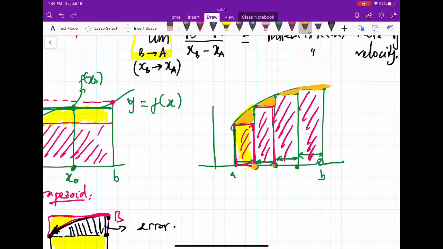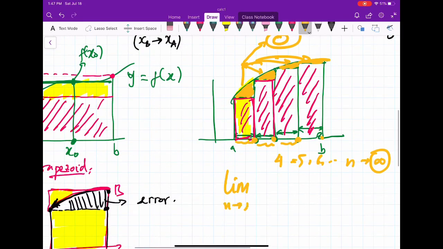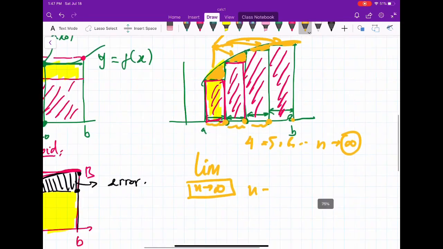When you increase the number of subintervals in here, suppose that in this case we have 4, you might increase to 5, 6, and so on to n, and then maybe to infinity. Don't forget that. That means the number of subintervals increases to infinity. In that case, those errors will approach 0, and you will get the exact area of our region. That means you need to consider some limit in here, when n approaches infinity, where n is the number of subintervals.